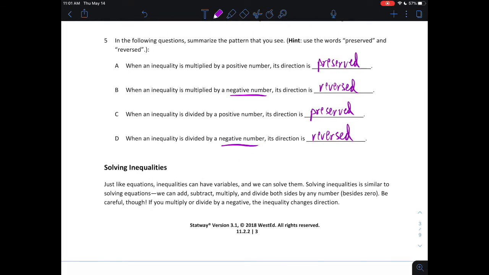So just like equations, inequalities can have variables, and we can solve those inequalities. Solving inequalities is similar to solving equations. We can add, subtract, multiply, and divide both sides by any number, except 0. We are not allowed to divide by 0. Be careful though. If you multiply or divide an inequality by a negative, the inequality changes direction. It reverses to the opposite of what it was.